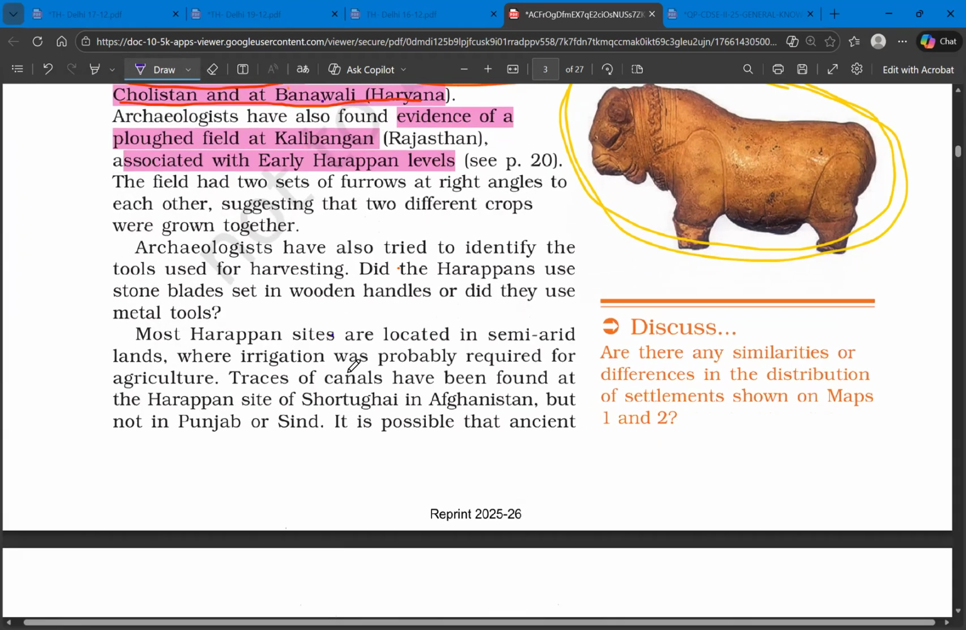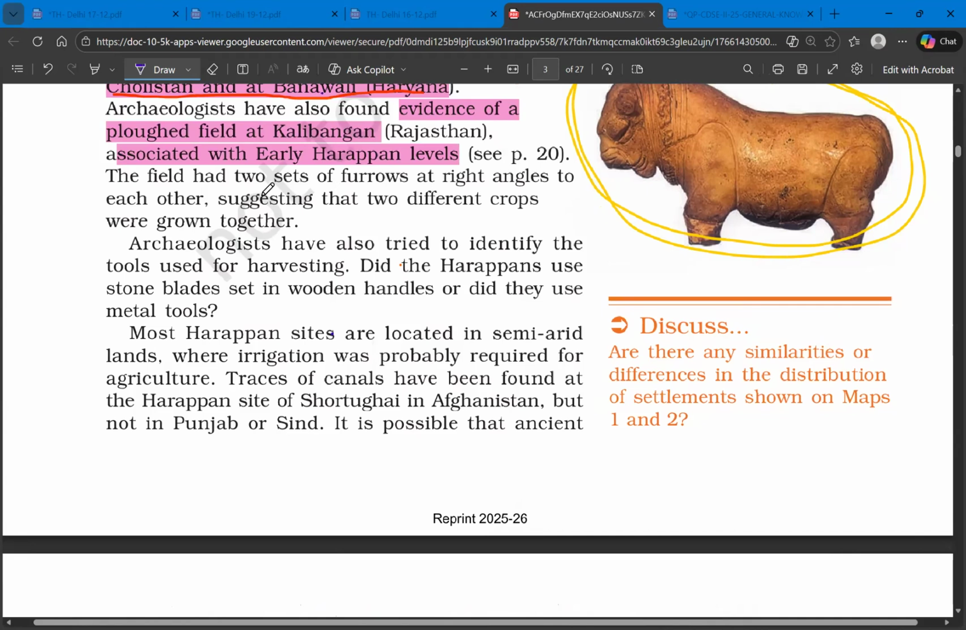Next, the field had two sets of furrows. Which field? The ploughed field found at Kalibangan. The field had two sets of furrows at right angles to each other, suggesting that two different crops were grown together. So there was also a crop management system.